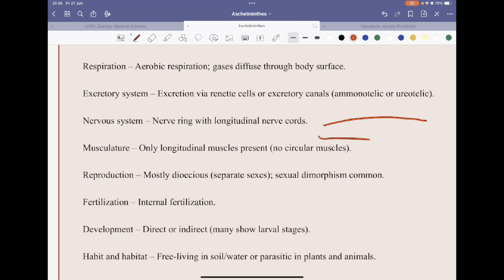Longitudinal muscles means, for example, this is the body. If you see, they have tapering ends and they have only the long muscles. The circular muscles are absent in them. They only have the long muscles.